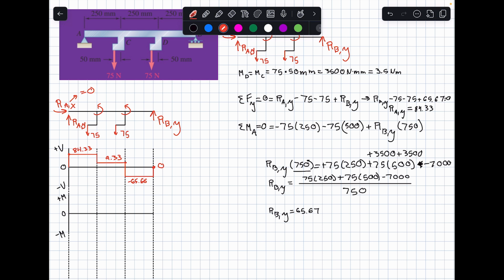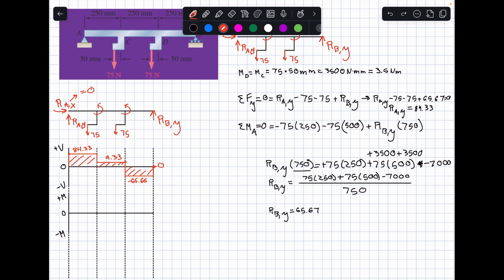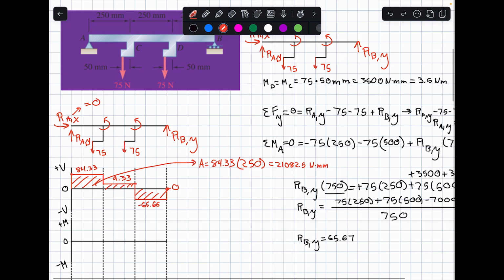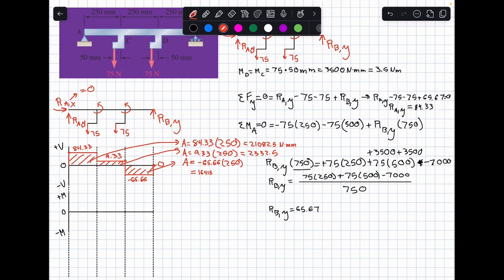In order to figure out how we draw our moment diagram, we have to take all the areas right here and figure out what they are. The way we're going to do that is we're going to multiply the shear value that we have on each of them, so that's the 84.3, 9.3, and the 65.6, by the amount of area that they act over. And that's just going to be this distance right there. Alright, so now that we have all those values figured out, we have to go over to the moment diagram and draw those in.